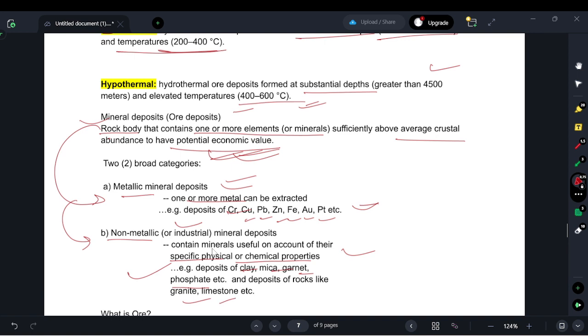For example, we use granite to make flooring. So these have some physical or chemical properties. For example, granite and marble are very hard, so we make the floors of our homes by using these.